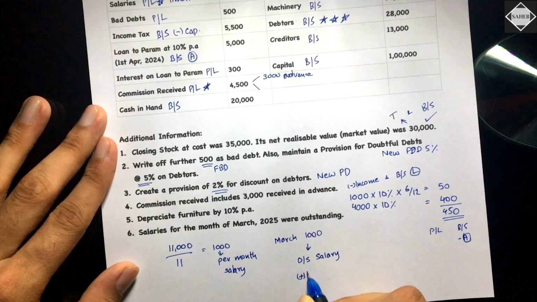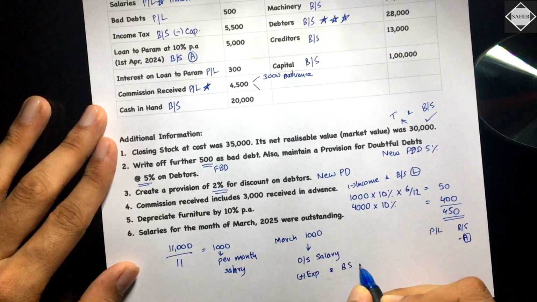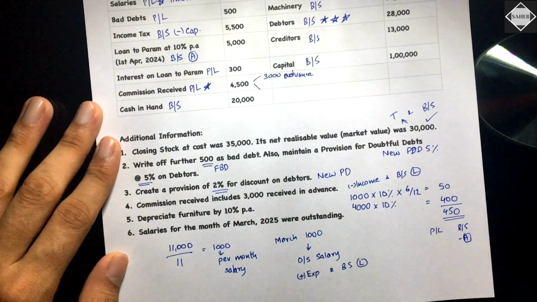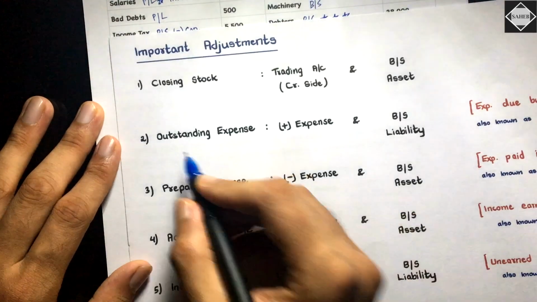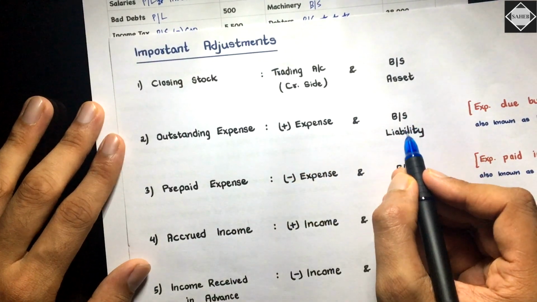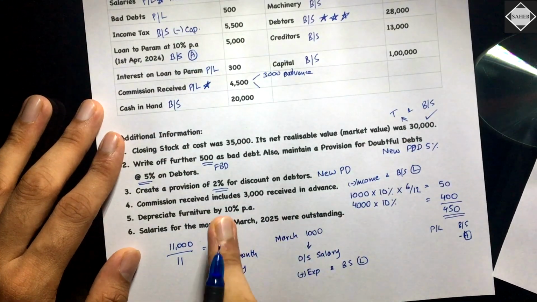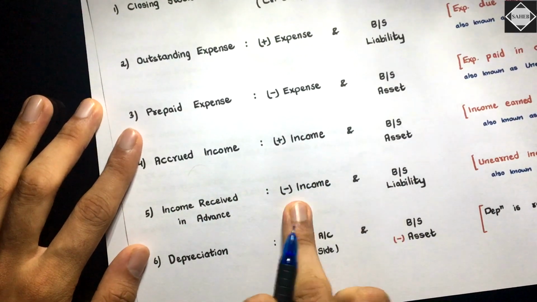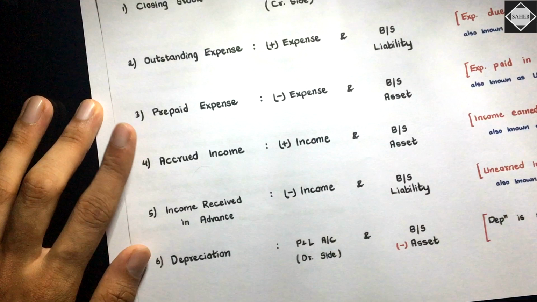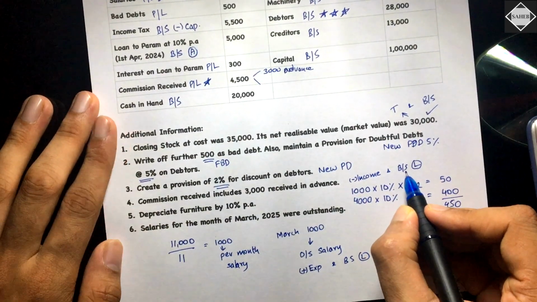We increase the expense, and in the balance sheet we recognize a liability, isn't it? That's what we do, no? Yeah, if we talk about outstanding expense, we increase the expense and in the balance sheet we recognize a liability. And then we saw commission received in advance. Whenever we receive in advance, we reduce the income, and in the balance sheet we recognize a liability. Yeah, that's what I said. Reduce the income and recognize a liability in the balance sheet.